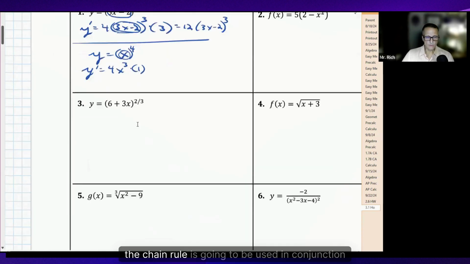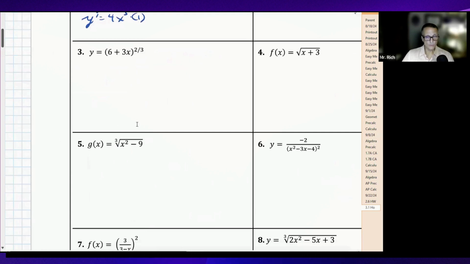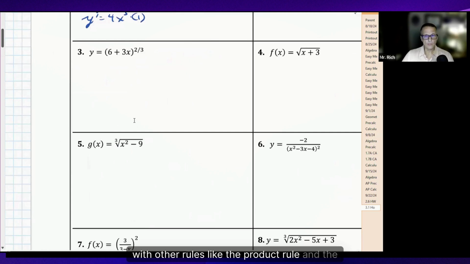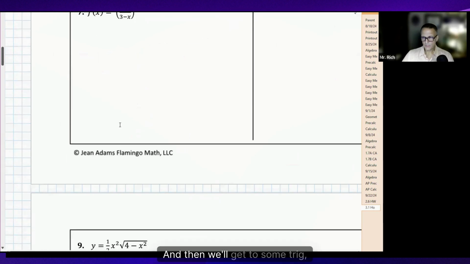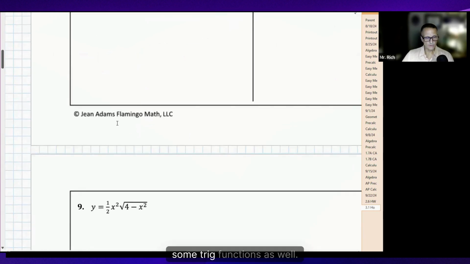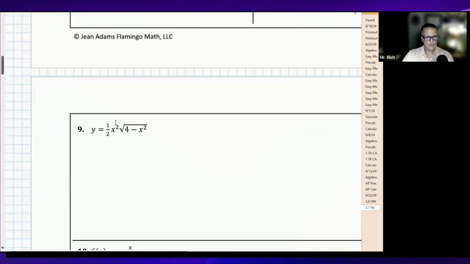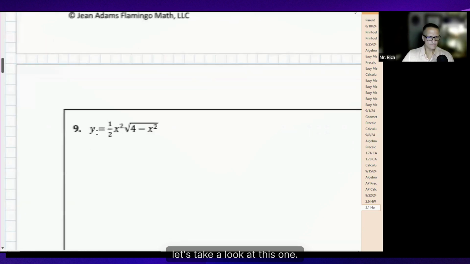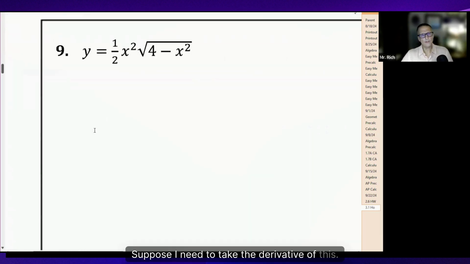Now, the chain rule is going to be used in conjunction with other rules like the product rule and the quotient rule. And I'll show you how that works. And then we'll get to some trig functions as well. Well, let's take a look at this one. Suppose I need to take the derivative of this.